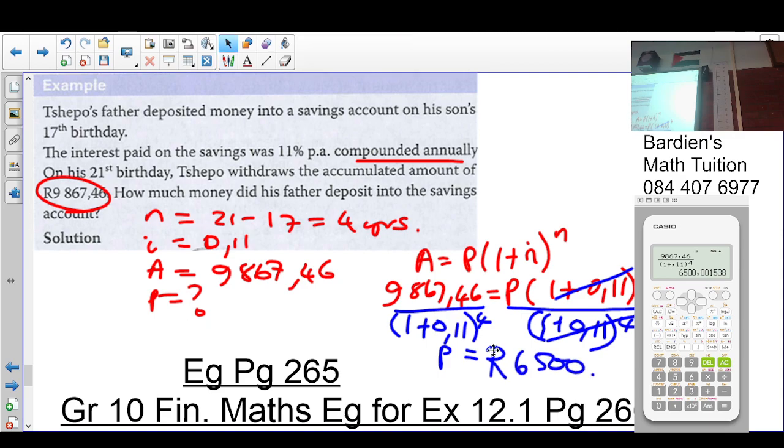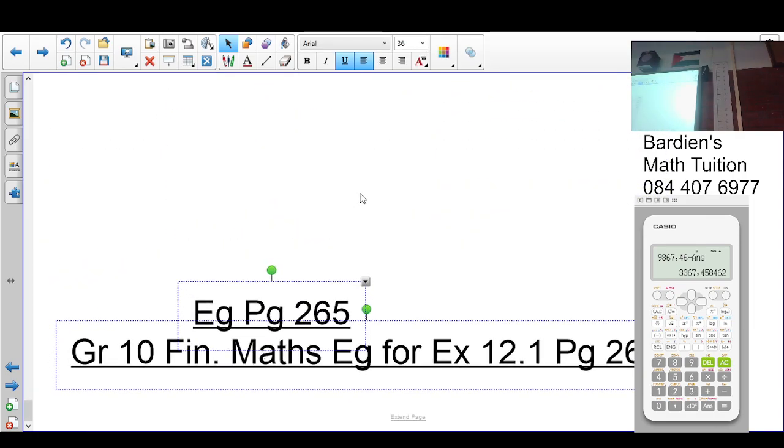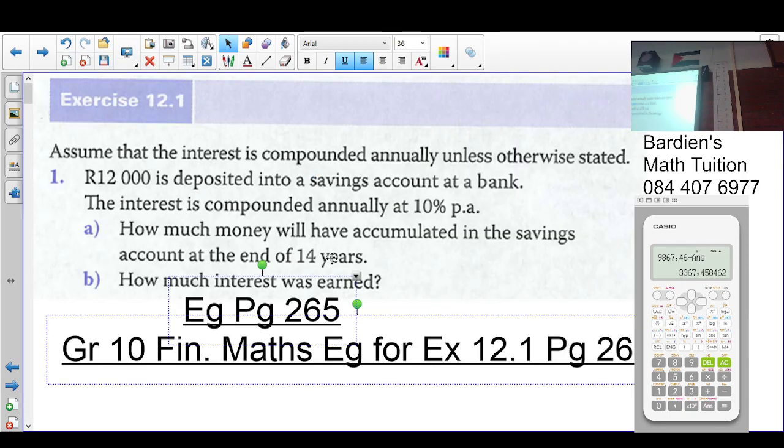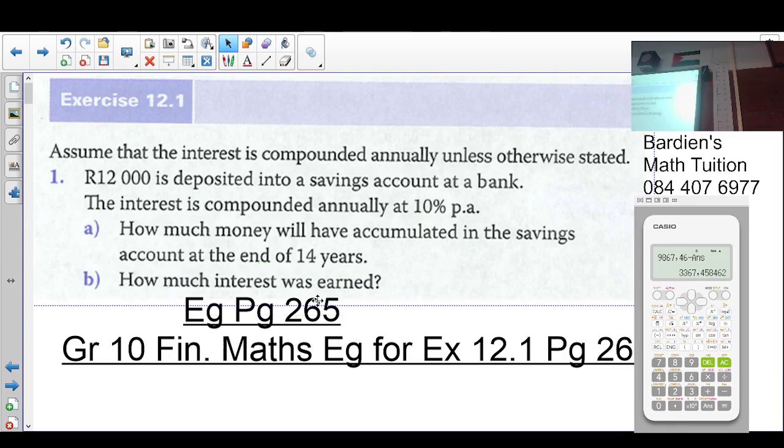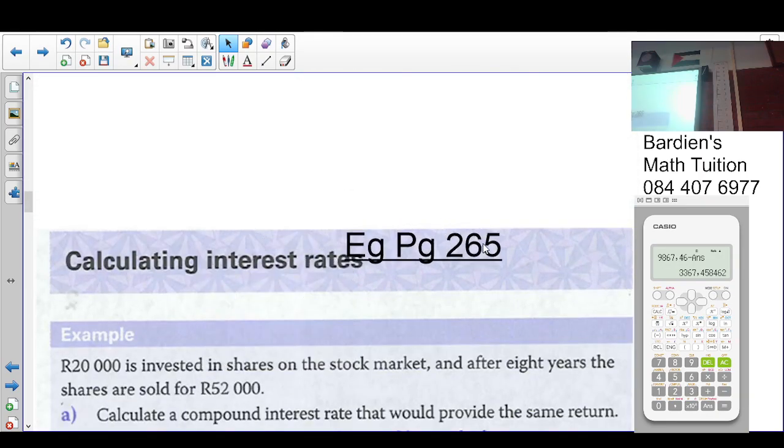The question was, how much interest was earned on the account? 9,867 rand and 46 cents minus the 6,500 is going to give you 3,367 rand and 46 cents. Interest, all right. So that is what you should have been able to do, and at this point you have done it already. So you should have done it. Don't know if you did.